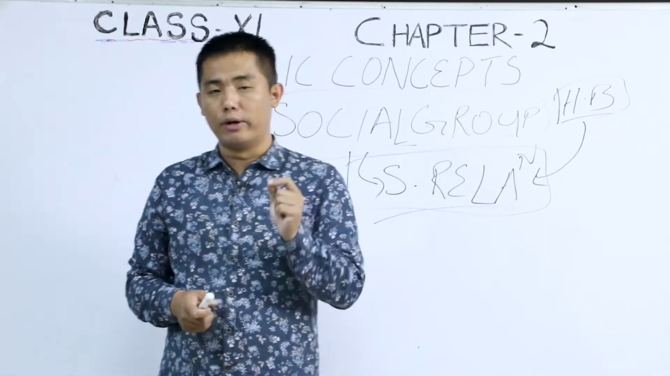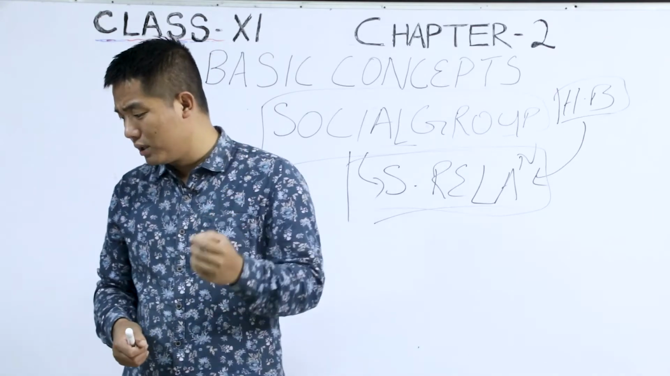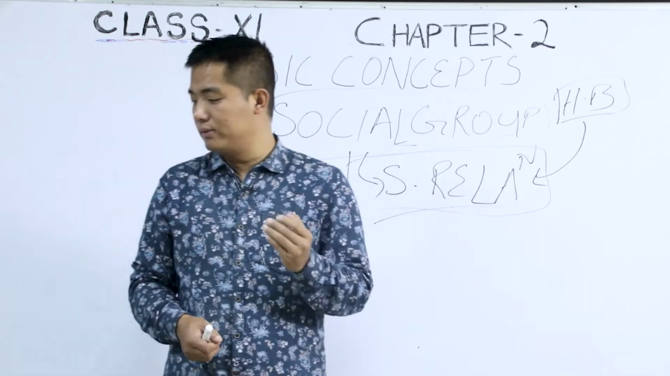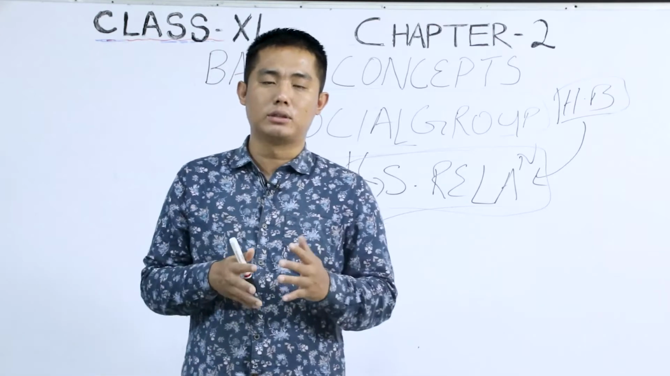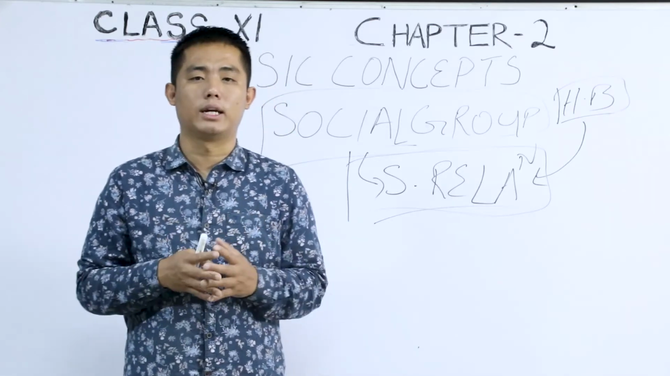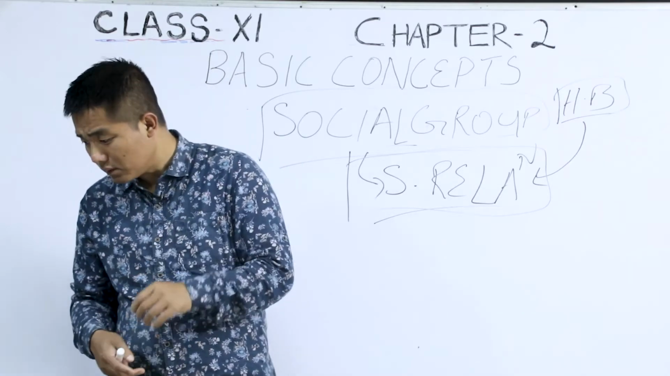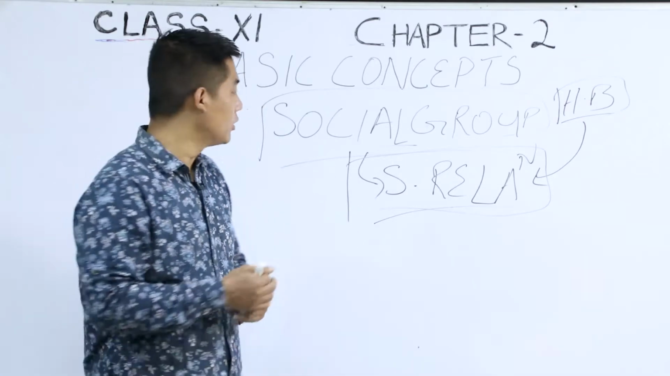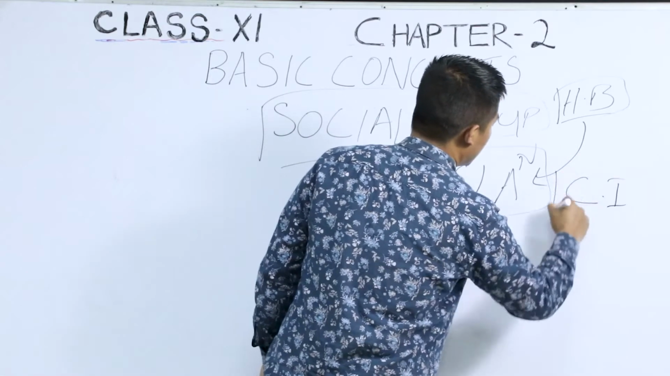Now, the next point is on page number 19, in your third paragraph: the characteristics of social group. There are some features of social groups which we see in the society. So what are those characteristics here? Now, the first is that a social group is a collection of individuals.